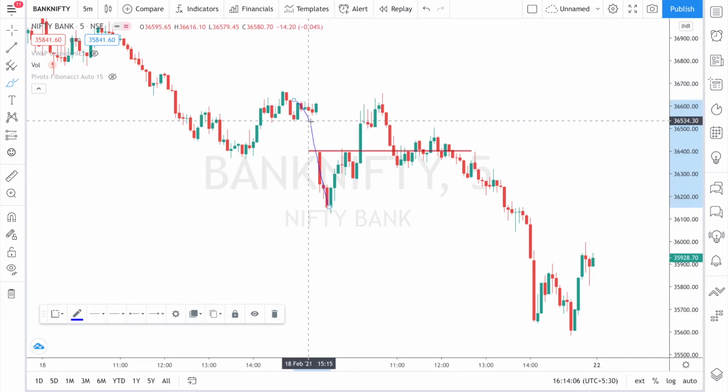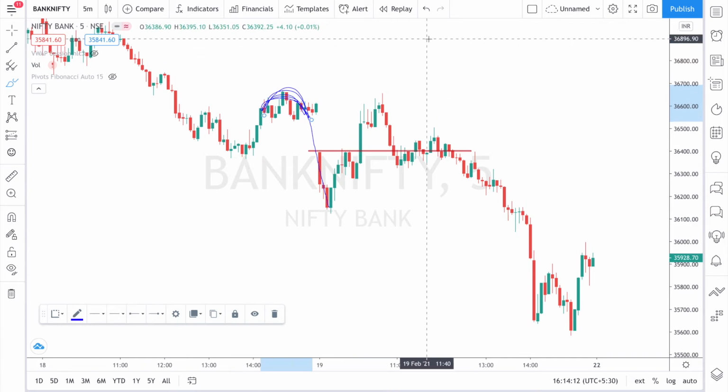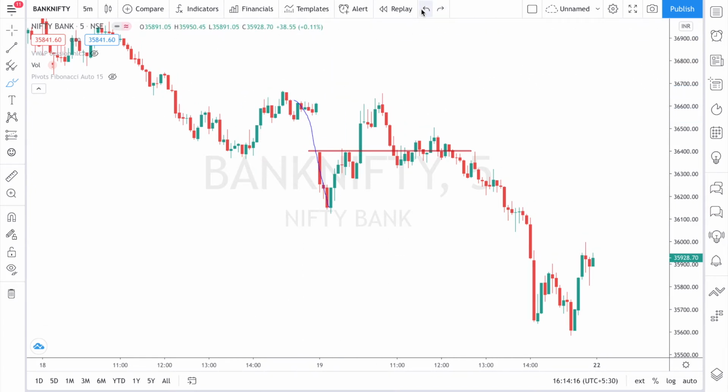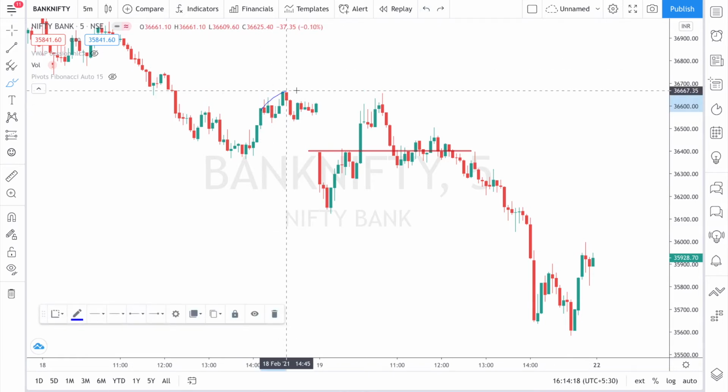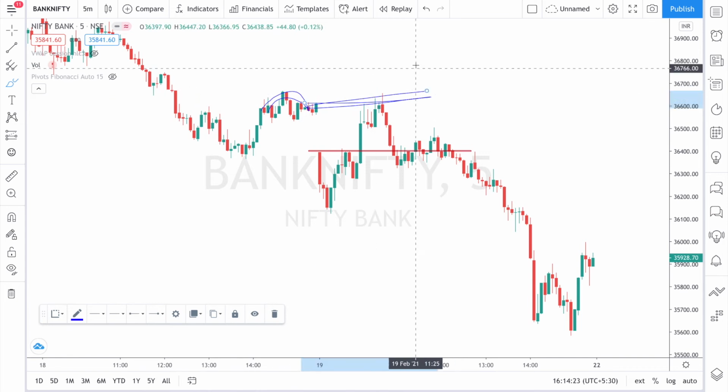So to identify the resistance, you need to go to the left top, and then check where the previous swing is, or from where the market has fallen from the upside. That level will become your resistance. So if you check, this is the previous swing, so this level is going to act as a resistance.